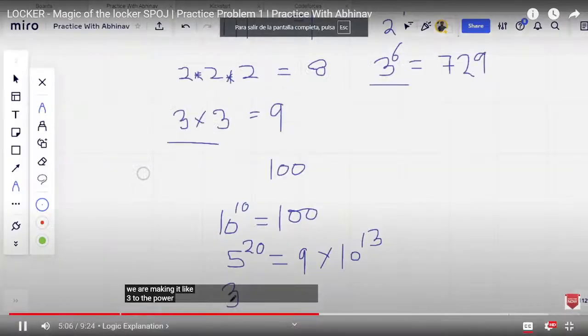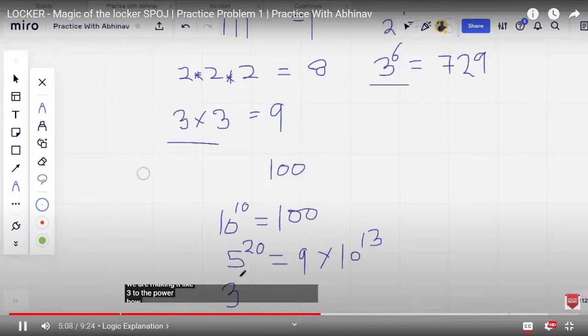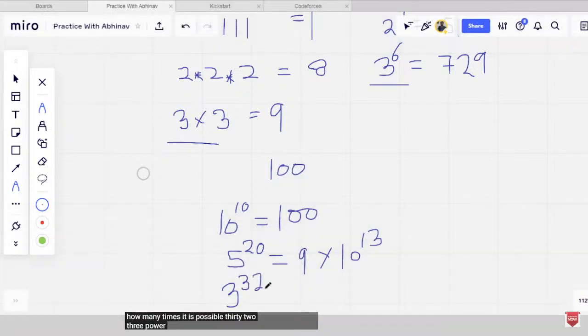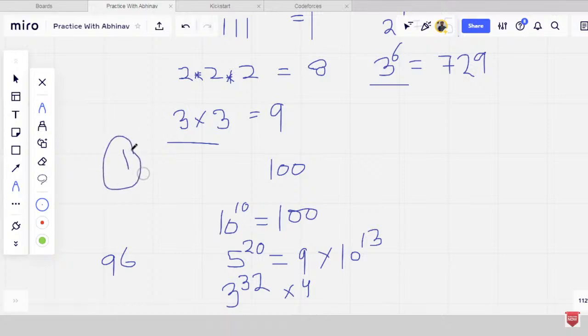3 to the power how many times it is possible? 32. 3 to the power 32 means that we have 96 rupees and into 4. बिकॉज अगर हम लोग 3 to the power 33 कर देंगे 34 हो नहीं सकती है. अगर हम 3 to the power 33 करेंगे तो हमारे पास 1 बचेगा. वो तो यूजलेस है. किसी भी नंबर 1 से मल्टीप्लाई करो कोई मतलब नहीं बचता है.